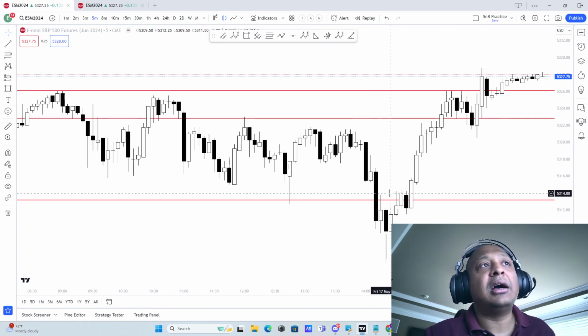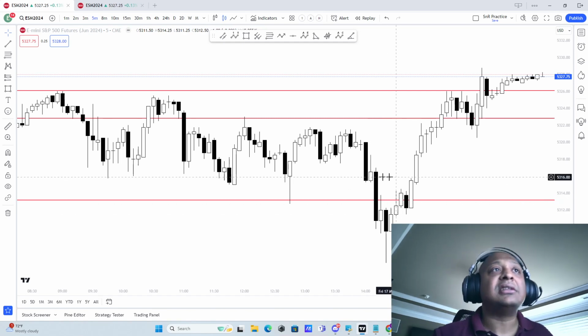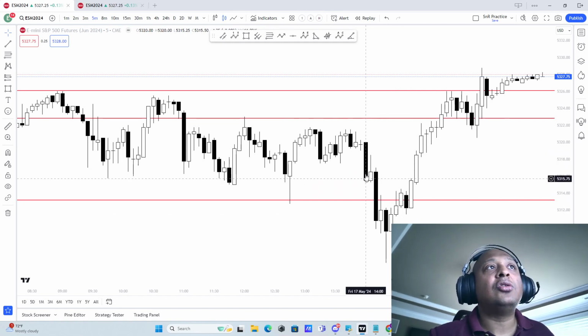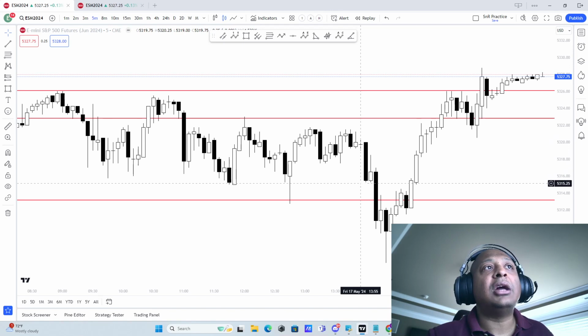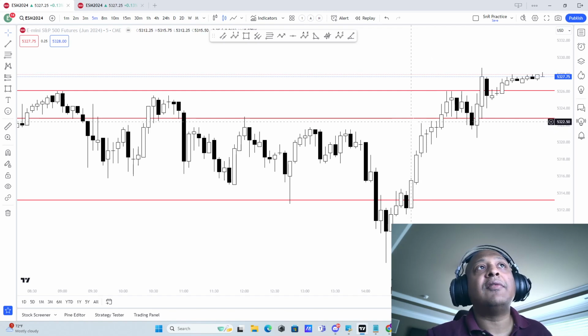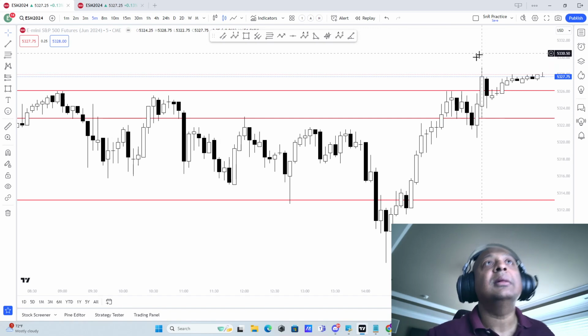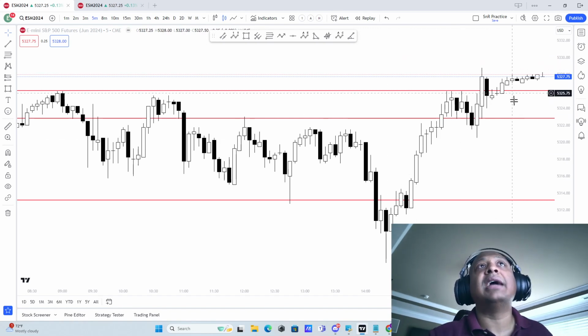You have to put an order one tick above the high of this candle. That is how you enter a trade. If you want to go short here, you will put an order one tick below the low of this candle. If you want to go long here, you'll have to put it one tick above. Wherever you want to enter, you have to put it one tick above the candle.